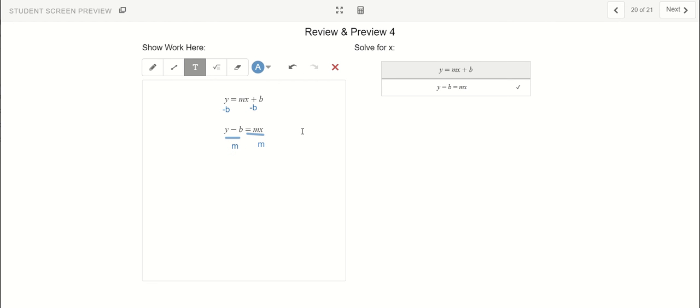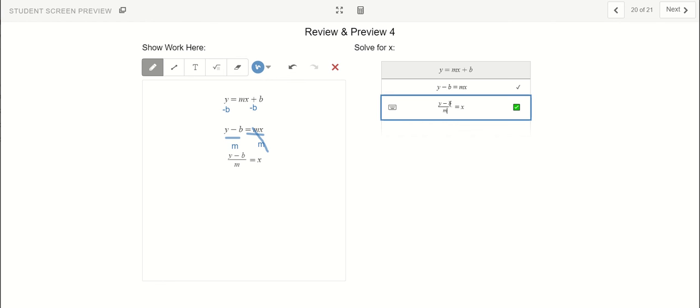So after dividing both sides by m, notice that times m and divide by m, these m's cancel out, so I got x by itself. And on the left side, I have y minus b. And I'm going to divide this by m. So I solved for x, I got x by itself.